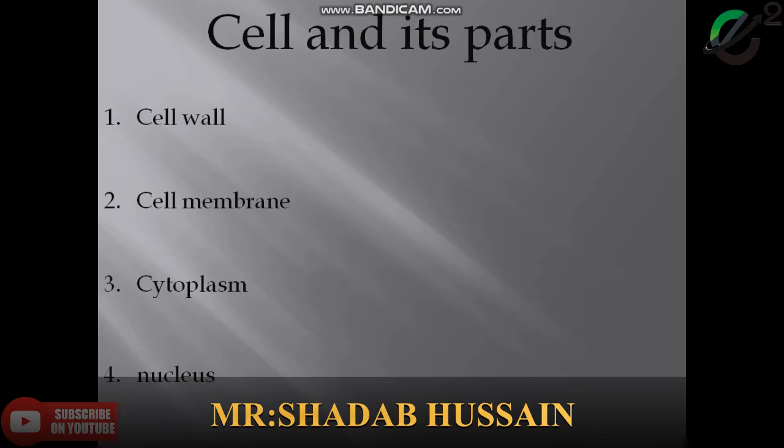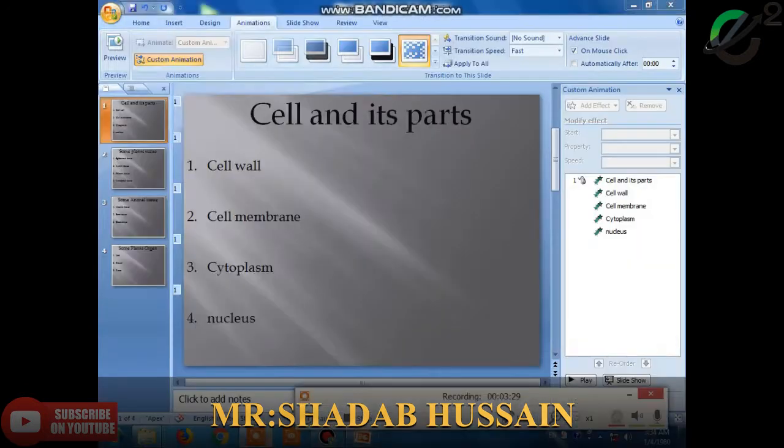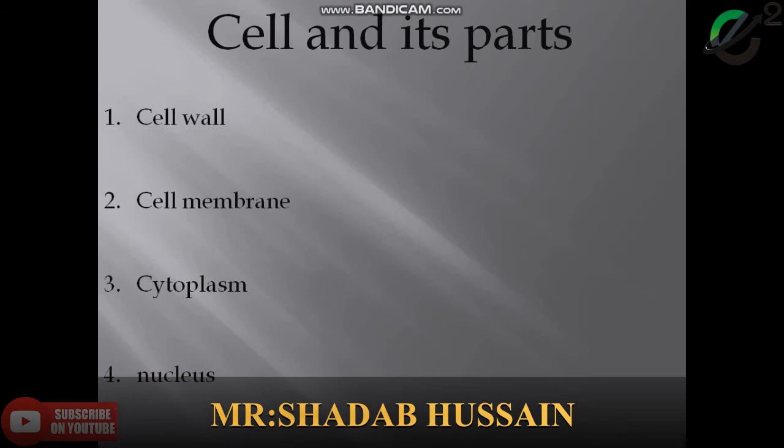And number 2 is the cell membrane. The outermost covering of the animal cell is called the cell membrane. Animal cell की जो outermost covering होती है वो कौन सी होती है? That is the cell membrane. It is present next to the cell wall. It controls the movement of materials in and out of the cells. जो भी materials की movement होती है हमारे cells के in and out, that is controlled by the cell membrane.